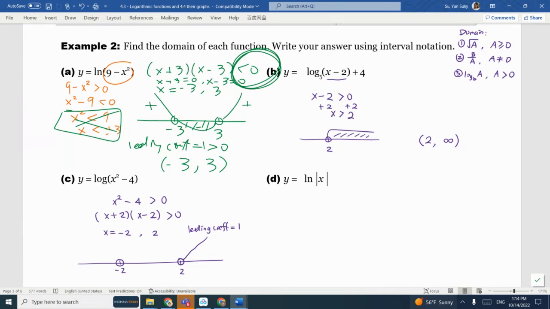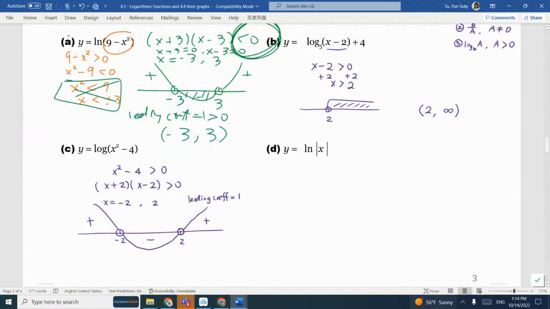And do you see this problem is similar to this problem, right? Because 2 and -2 both have multiplicity 1, so we cross. Yeah, anybody? We cross it. So this is plus, this is plus, this is minus. And we are looking for what? Greater than 0. So this piece and this piece. Yes. So write it down. Interval notation: minus infinity to -2, parentheses, union 2 to infinity.